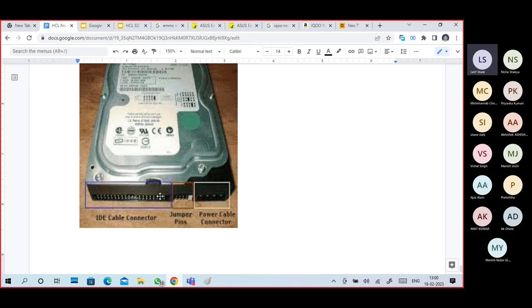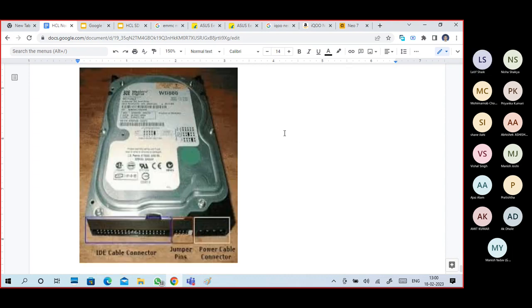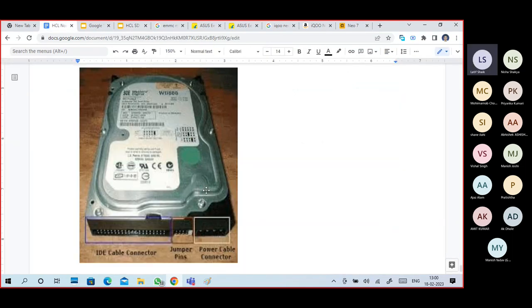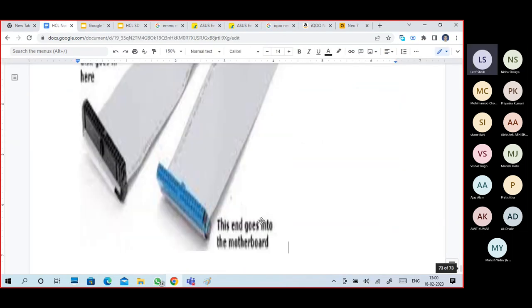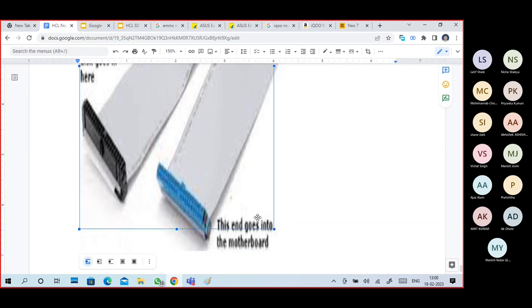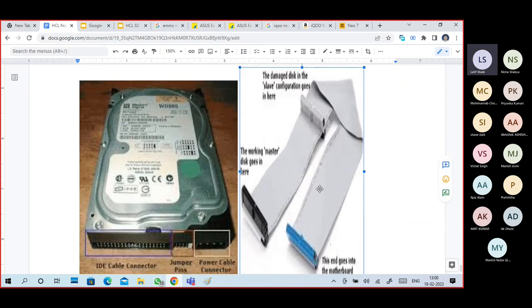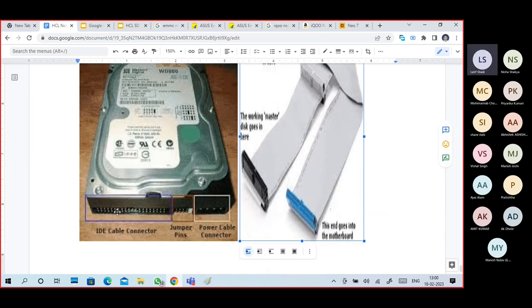So can you see, these are the pin connectors for a hard disk. This is the jumper and this is the power cable. They use a ribbon cable like this. One side of the cable goes to the motherboard, the other side goes to the hard disk. If you see, this is going to the motherboard and this is going to the hard disk.